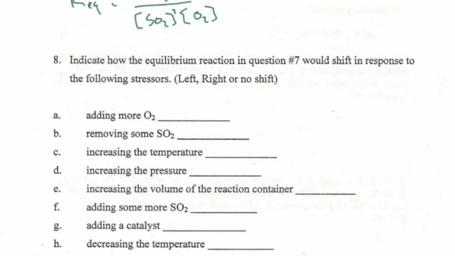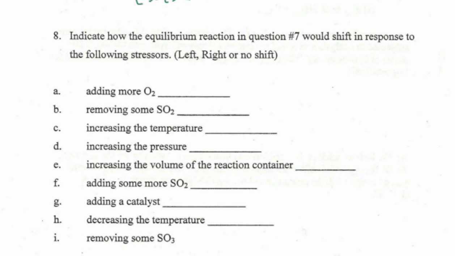So if we look at this equation, we want to see how we can get this reaction to shift in response to the following stressors. So we're going to add more oxygen. We're adding more reactant, so it's going to shift to the right. And if we remove some SO2, it's going to shift back to the left to fill up that void. If we increase the temperature, in this case heat is on our reactant side. So if we increase something on our reactant side, we're going to shift towards the product side. Reverse everything I just said there. Heat is on the product side. If we increase something on our product side, it's going to shift to the reactant side.